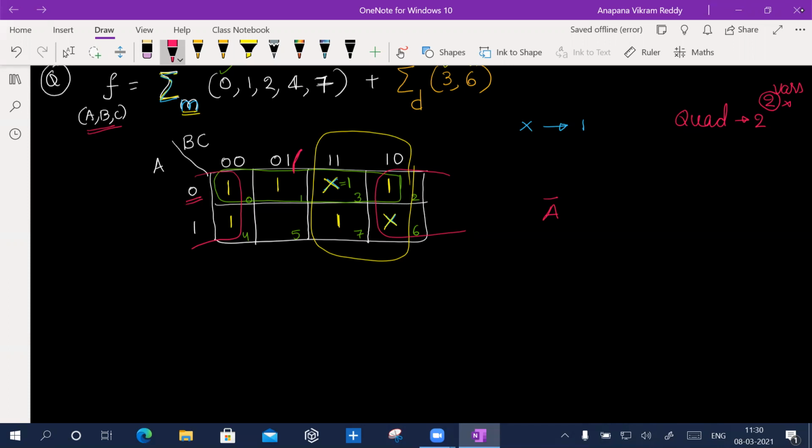All right, and next I want to choose this group. So what do I get now? Again we have a quad, so 2 variables must be eliminated now.